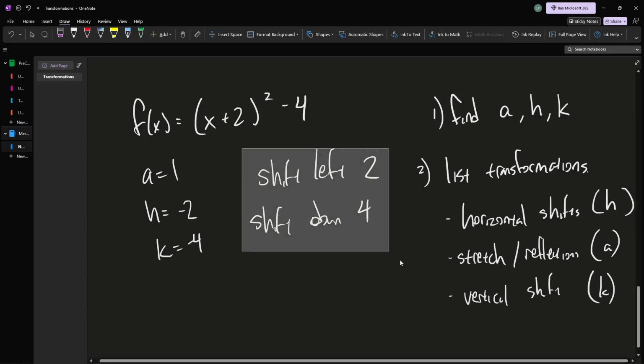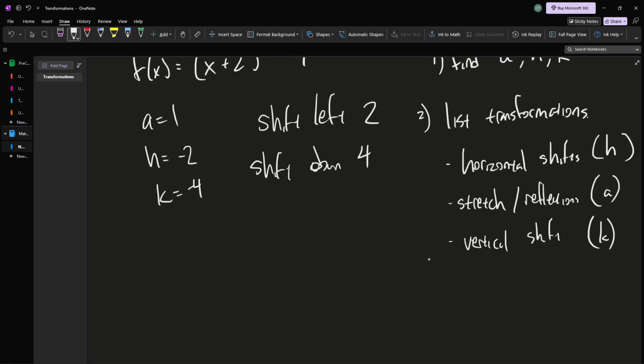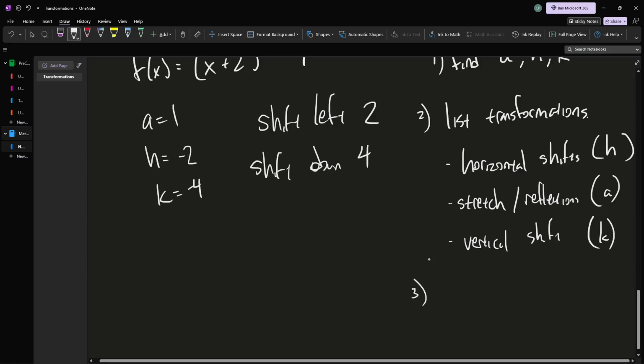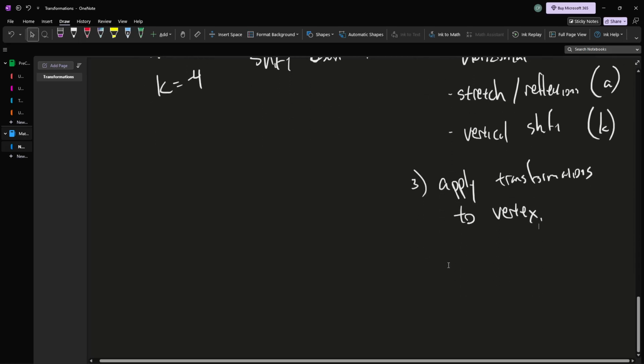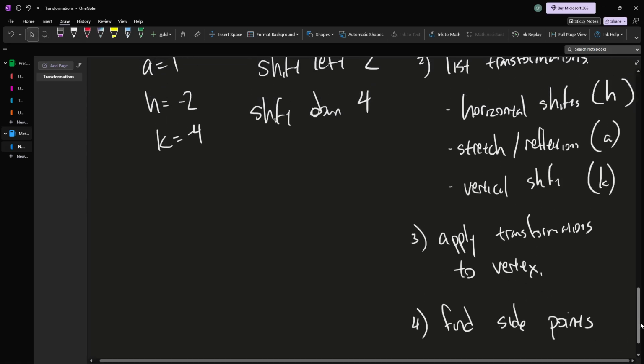So I did it subconsciously over here. It won't really matter for this course, but it's good practice to have this in mind. And then finally, what we do is we apply transformations to the vertex. Then, keeping transformations in mind, we find side points. So that's how we graphed it right here.